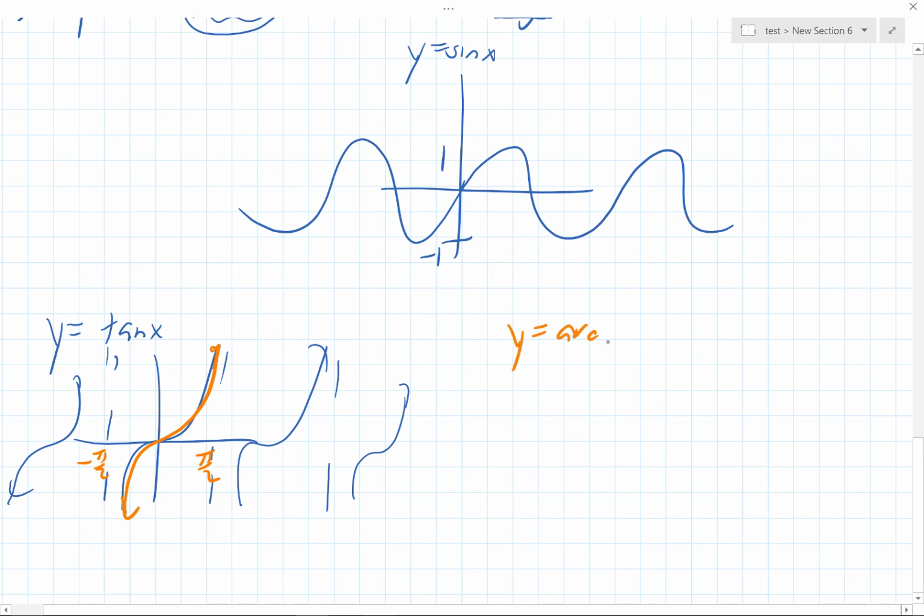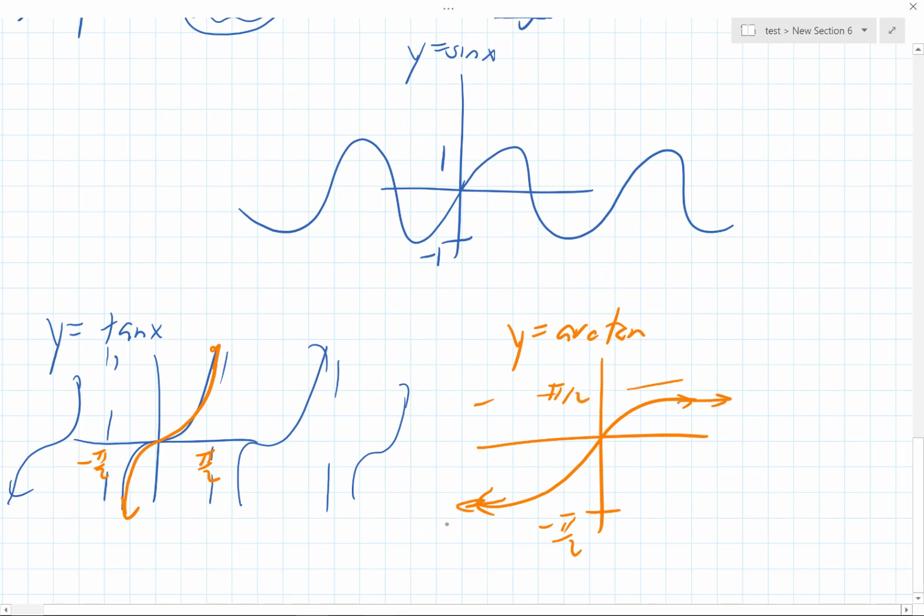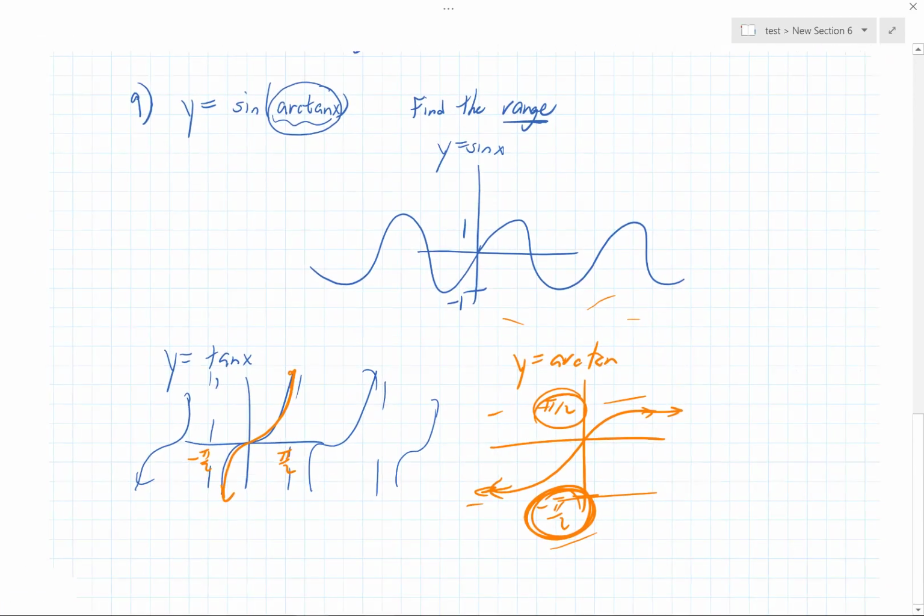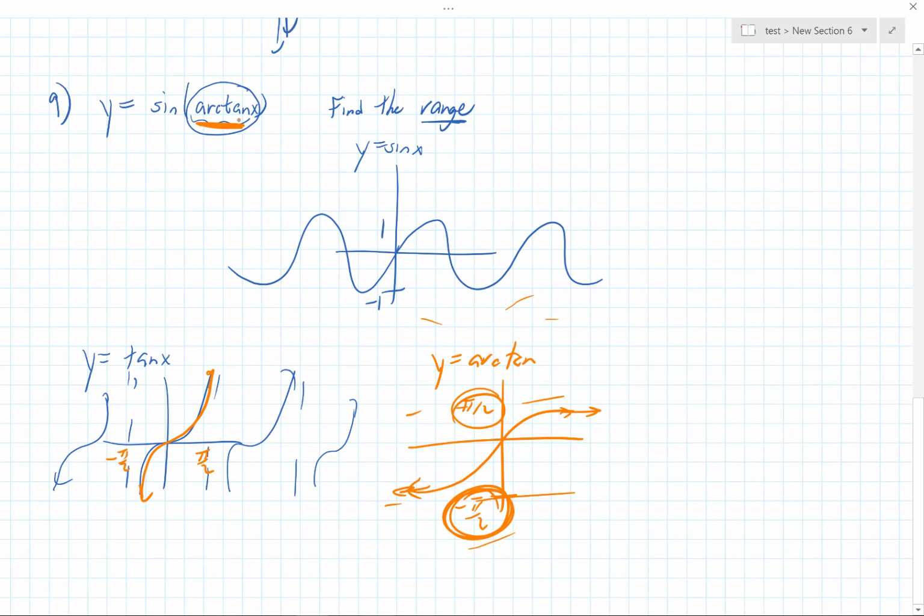So when they graph the arctan, it just goes from -pi halves to pi halves, and it goes this way. Otherwise it would keep going like that and it wouldn't be a function anymore. So after all that, the stuff you're going to get out of arctan is only going to be between -pi halves and pi halves. So we can only take the sine of stuff between -pi halves and pi halves.